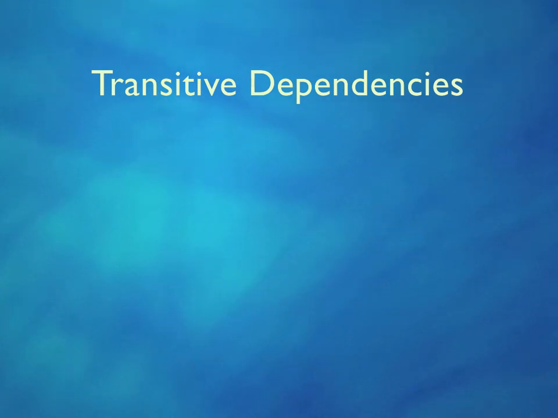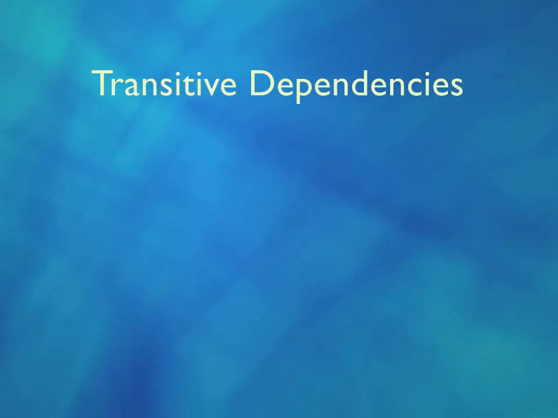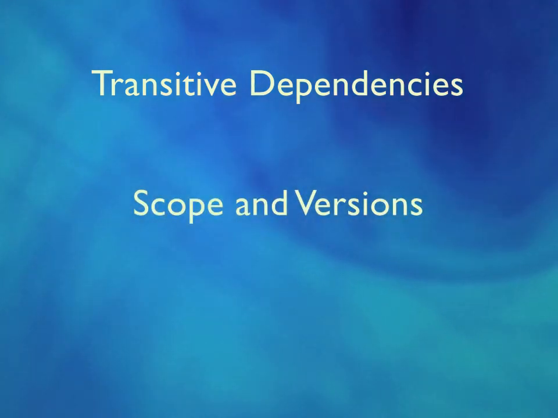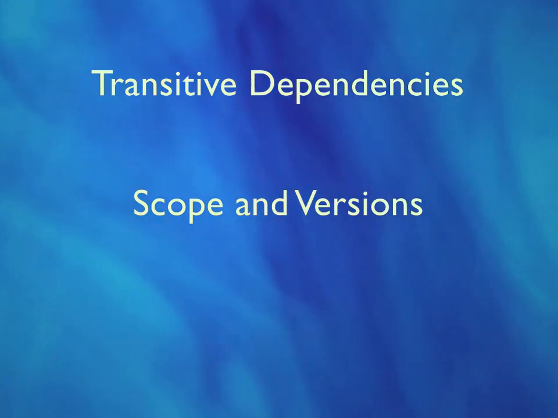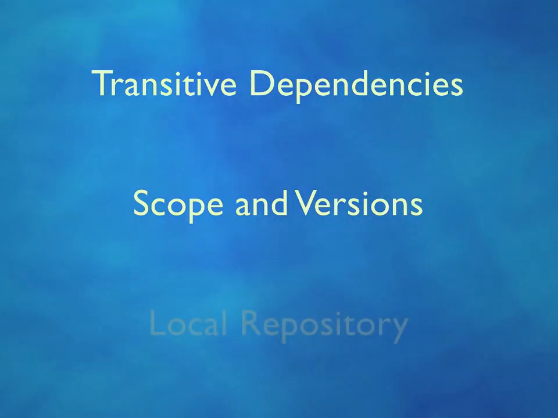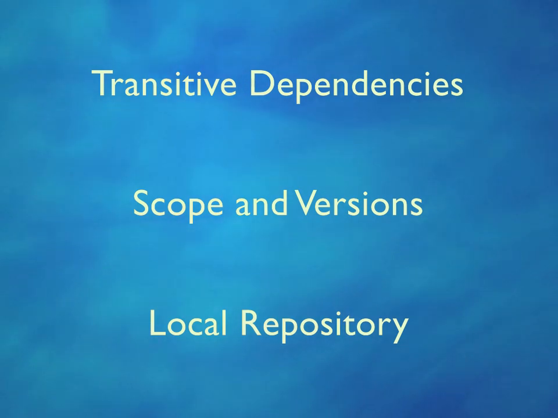Our project that we're working on needs almost 60 jar files, but we only directly depend on a small number of projects, and that's all we need to list in that POM. We'll also talk about scope and versions in a little detail, and we'll find out where these jar files are being stored. It's not in a lib directory, but in an almost hidden location called the local repository.